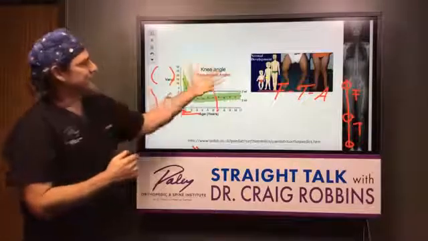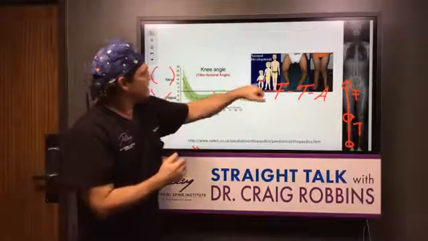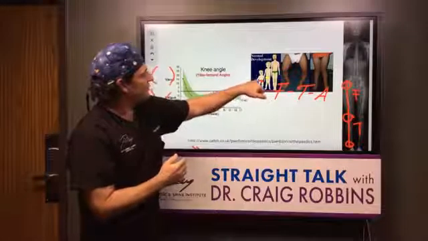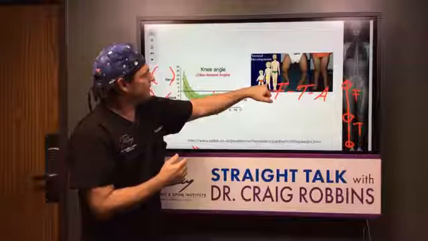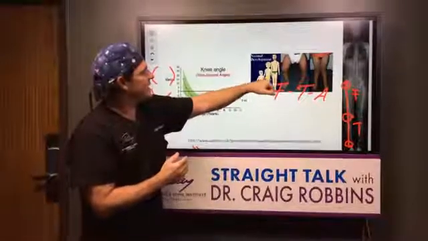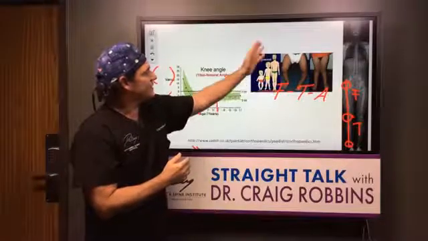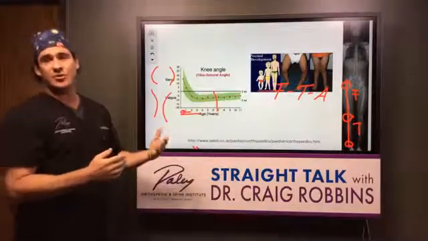So this is just a little picture showing that. The same child at age 2 with a little bit of physiologic bowing, the same child around age 7 with a little bit of knock-knee, and then once you reach skeletal maturity, nice straight legs. And that's the general course for most people.